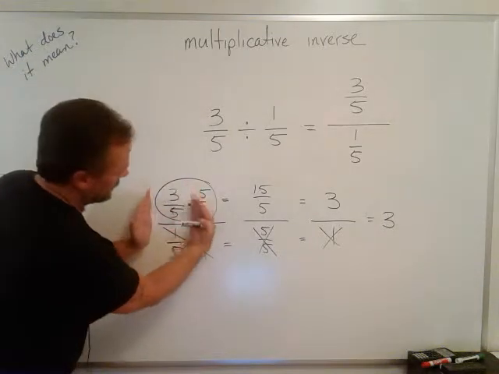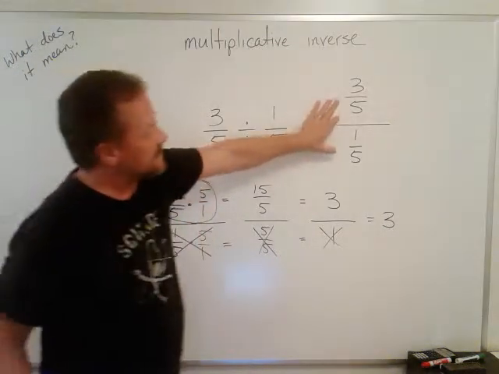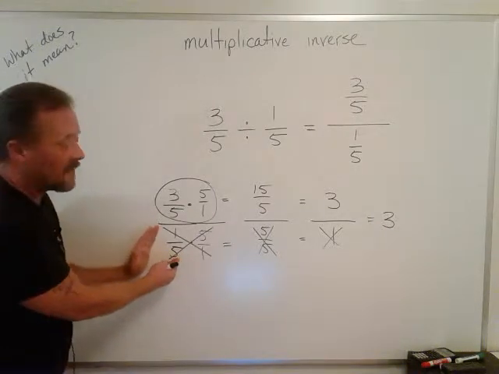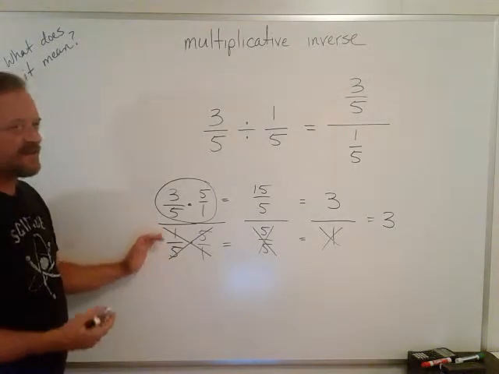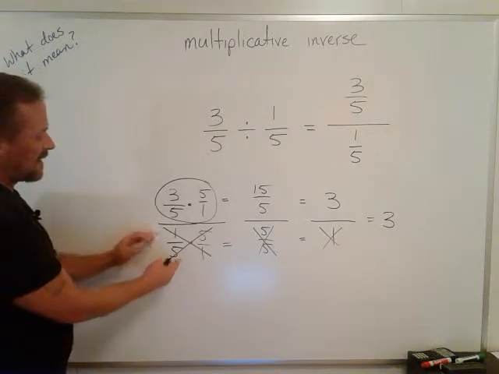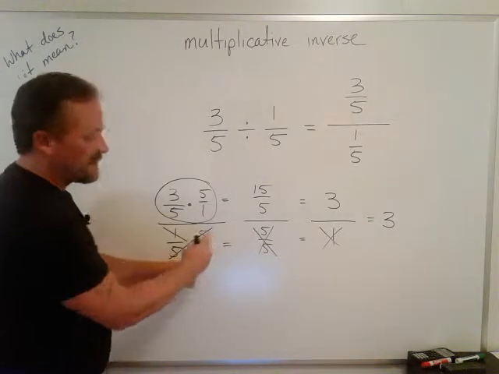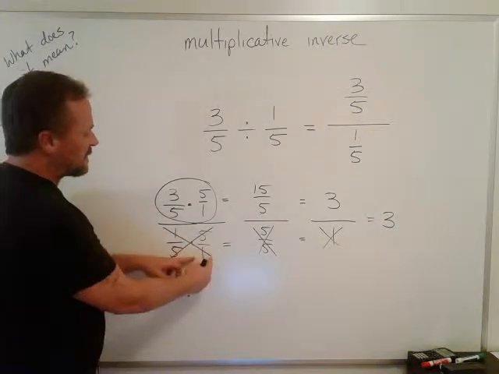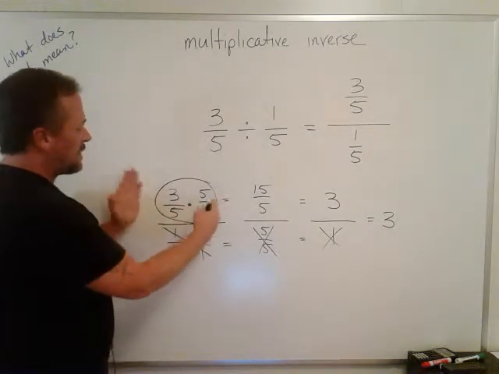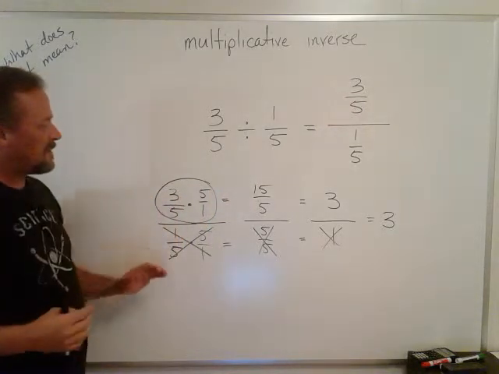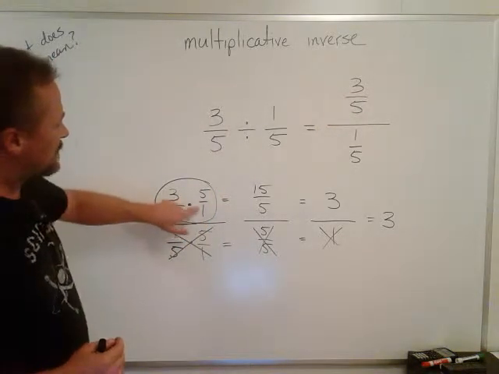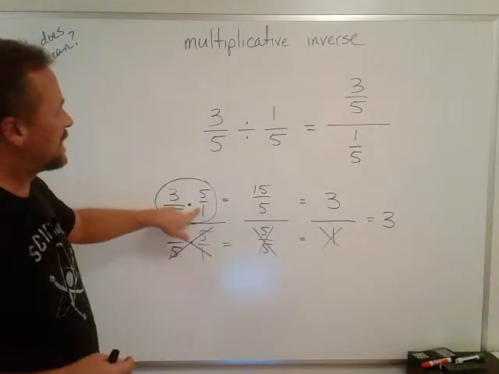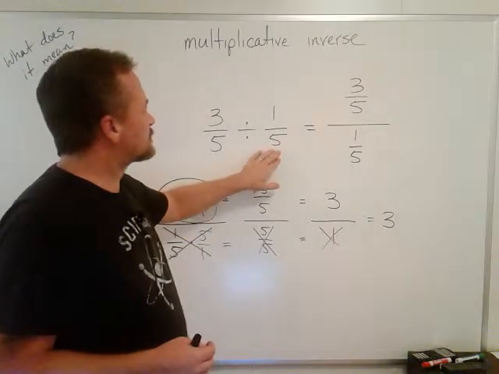I started off with this part right here, which was just this. And then I said, okay, but I don't want 1/5 in the denominator. I want 1 in the denominator so that I can come up with an answer. And when I multiplied by its reciprocal, I knew that was going to give me 1 because that's an identity. But I had to do the same thing to the top. This is what they call multiplying by the multiplicative inverse, or reciprocal, to find the answer to a division problem.